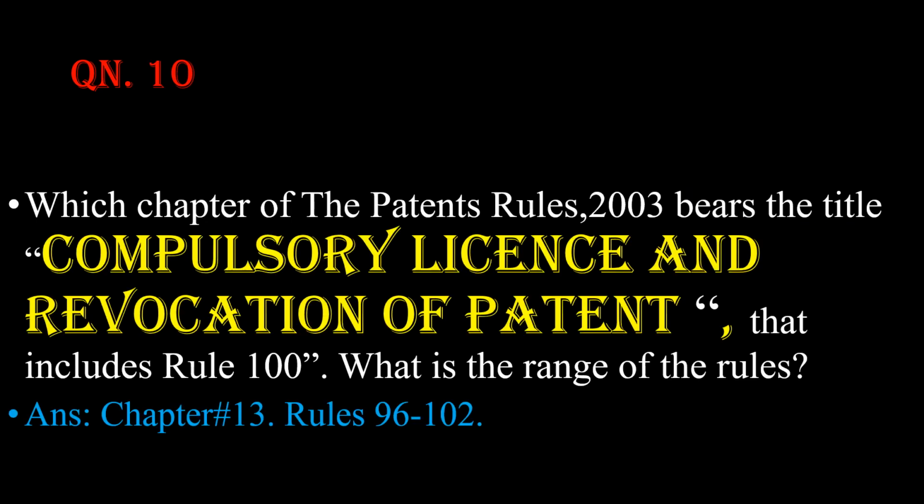Now the most awaited question, that is question number 10. And friends, with this question, we are going to complete our range of forms, that means question sets based on the range of forms, that is starting from 11 and 20. So just take a look. Which chapter of the Patents Rules 2003 bears the title Compulsory License and Revocation of Patent? That includes Rule 100. What is the range of the rules? Answer is chapter 13 and rules starting from 96 and ending at 102.